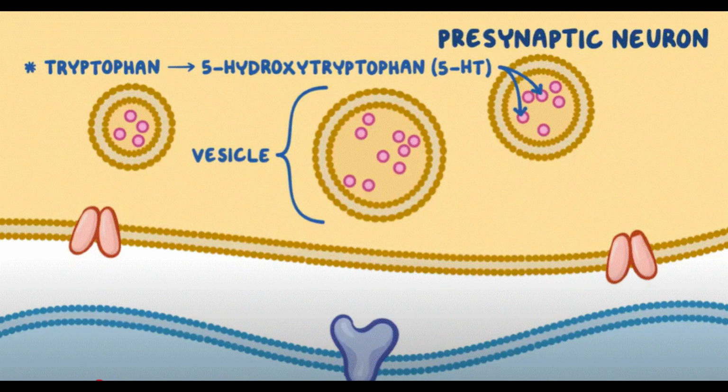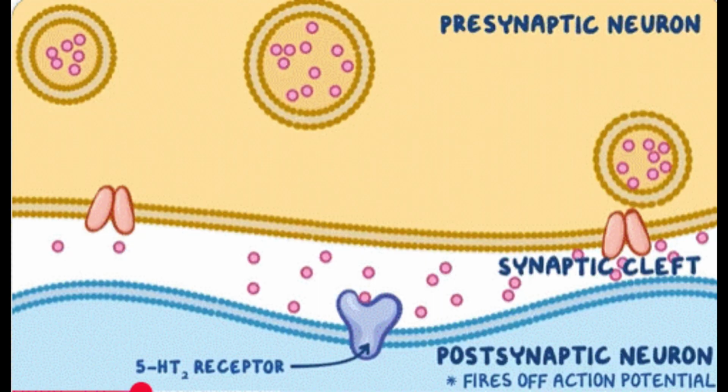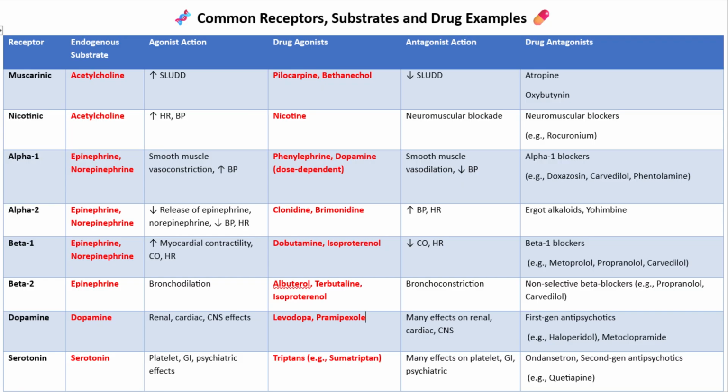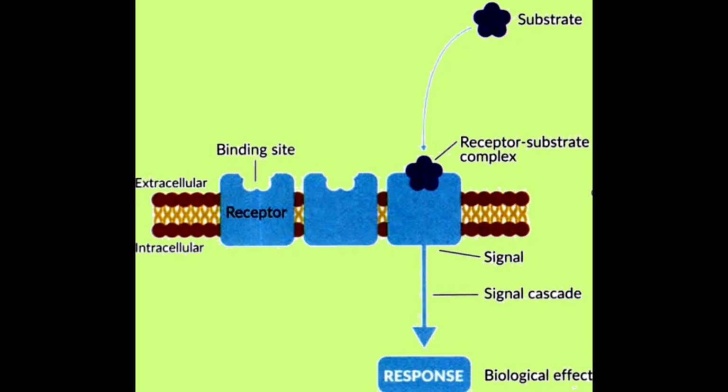The substrates can be endogenous, that means produced naturally by the body, like serotonin, a neurotransmitter that regulates the mood. And the second example is insulin, a hormone that controls the blood sugar. When coming to the exogenous substrates, these are introduced from outside, like medications. Example, ibuprofen, which reduces the pain and inflammation by blocking certain responses. And once the substrate binds to the receptor, it forms a substrate-receptor complex, leading to a biological effect.